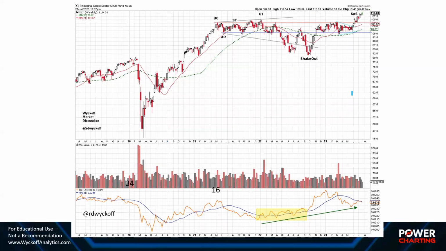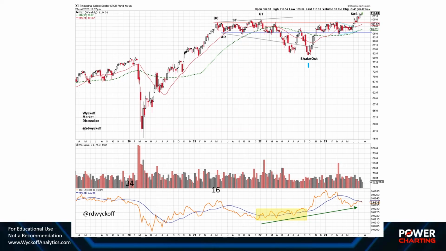Okay, this is the industrial select sector, and you can see very similar structure to the materials. We have talked a lot about industrials in the past, about how they were an emerging theme, and they have been very, very good performers. A lot of great industrial names have done exceedingly well in the last year. But you will note that the final low was made, a shakeout occurred in the middle of 2022, in September, October, the end of the third quarter.